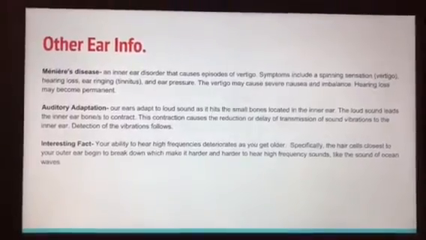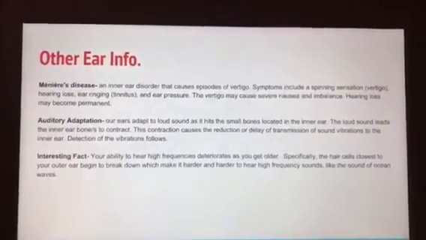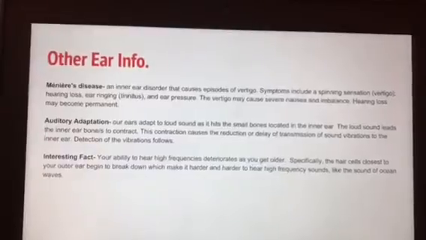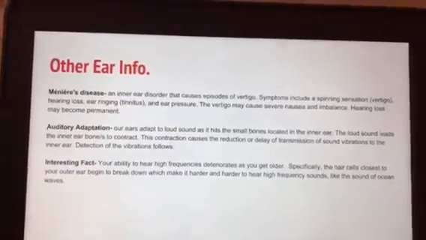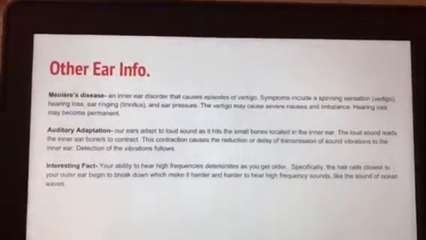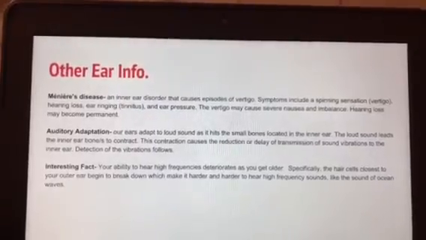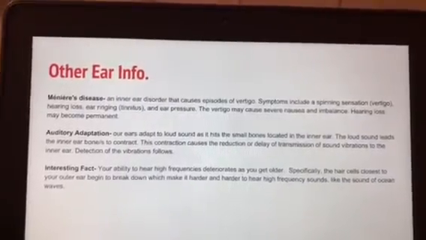Auditory adaptation. Our ears adapt to loud sound as it hits the small bones located in the middle ear. The loud sounds lead the ear bones to contract. This contraction causes the reduction or delay of transmission of sound vibrations to the inner ear.